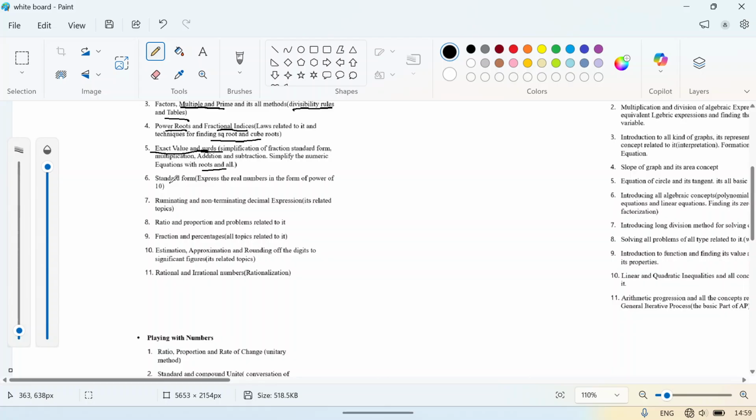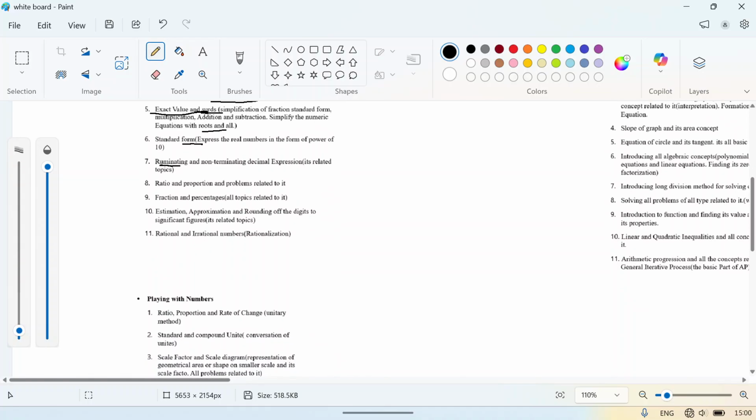The sixth topic we are going to cover is standard form, expressing real numbers in the form of powers of 10, and rounding. We learn about terminating and non-terminating recurring decimal expressions and what their uses are.